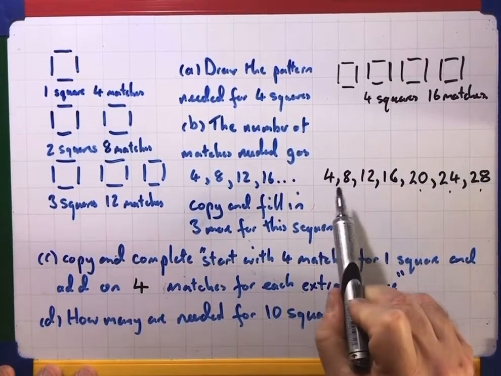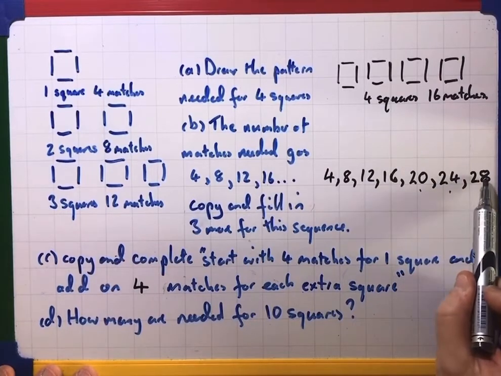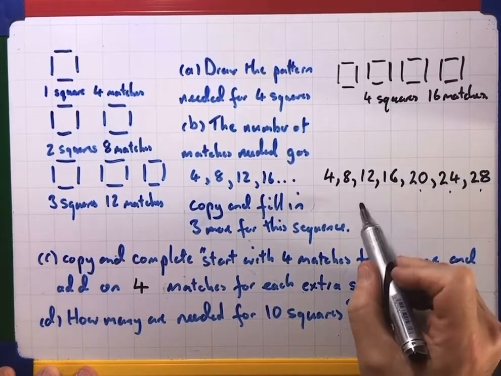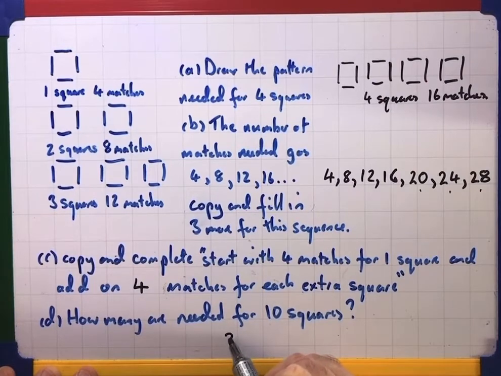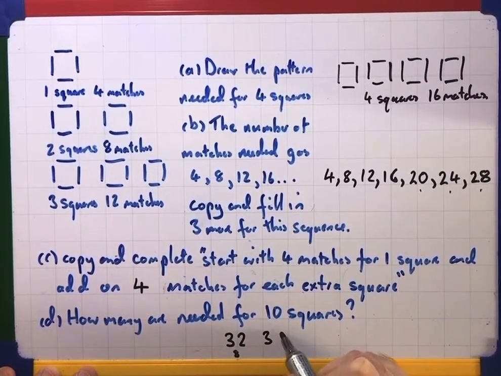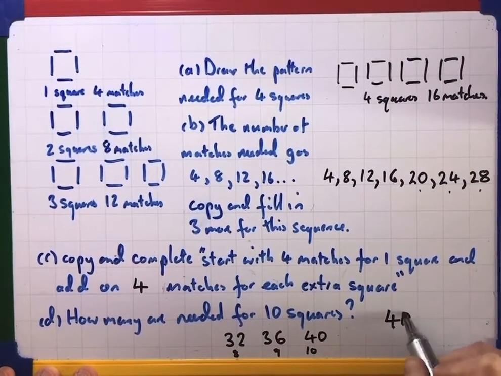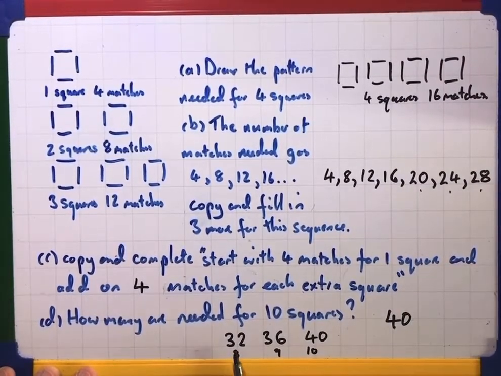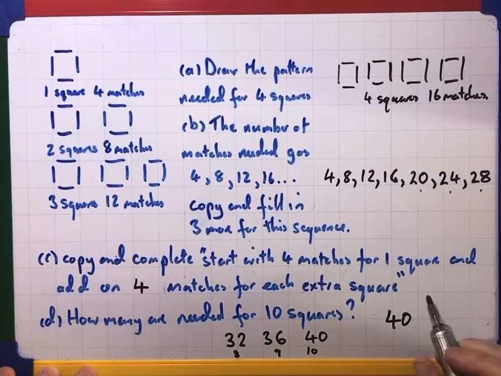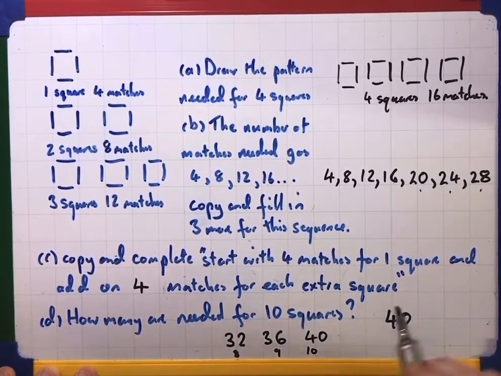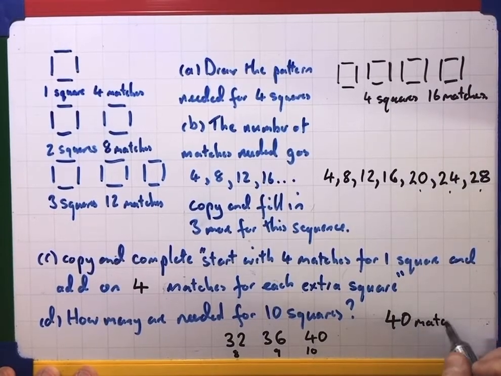Okay? Next bit, it asks me how many matches are needed for 10 squares. Well, look, that's 1, 2, 3, 4, 5, 6, 7. That's the 7th one. So the 8th one would be 4 more, which is 32. The 9th one would be 36, wouldn't it? And the 10th one would therefore be 40. So, just continuing the sequence onwards, 32, 36, 40. That's our 10th term. So that's the one we needed for 10 squares. You need 40 matches.